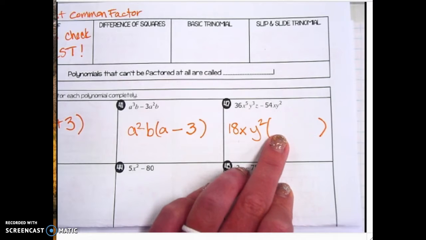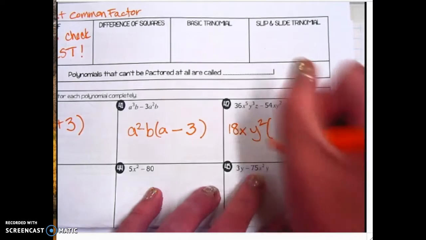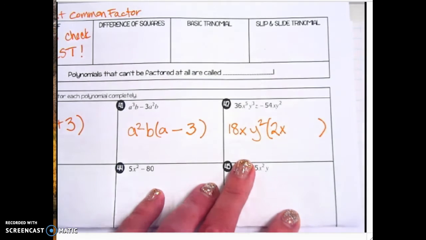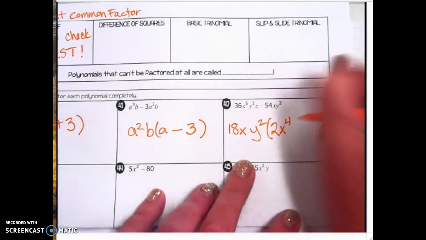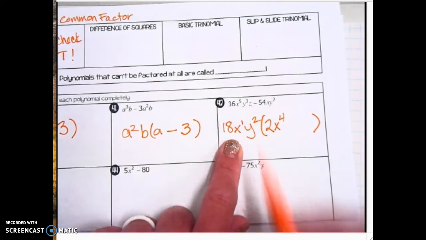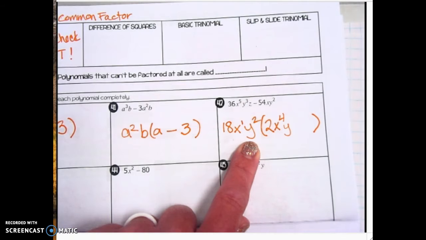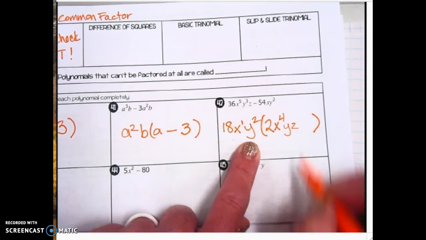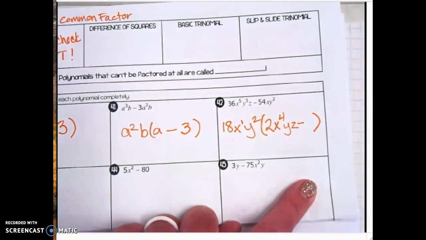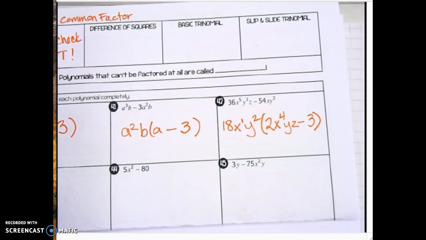That leaves us with what for our first term? How many times did 18 go into 36? 2. I just did it on the calculator, right? X to the 4th, because this coefficient, if you want to write a 1 there, plus the 4 should add up to 5, right? Y to the what? First. Oh, and got to squeeze in that z. Minus, how many times did 18 go into 54? 3. And then xy squared. Okay?